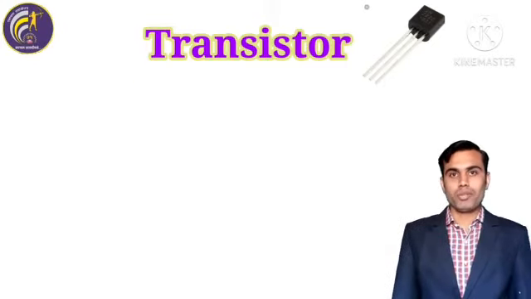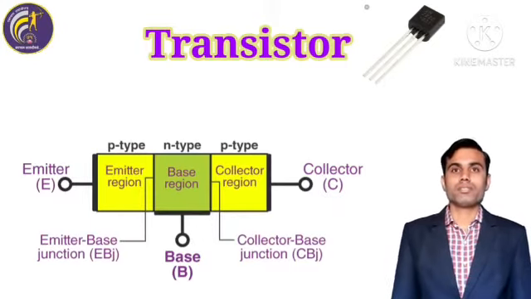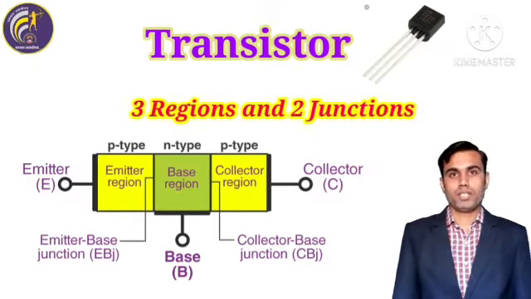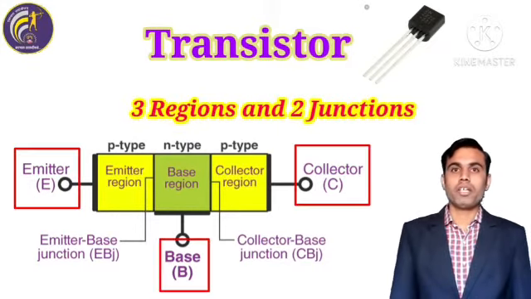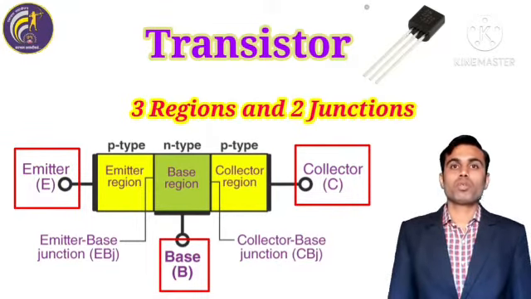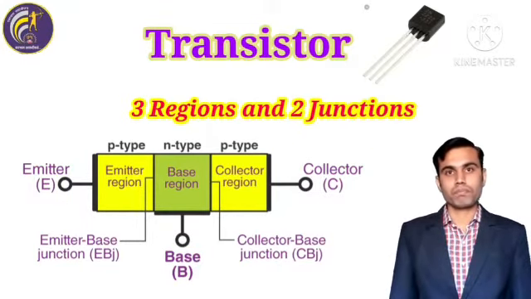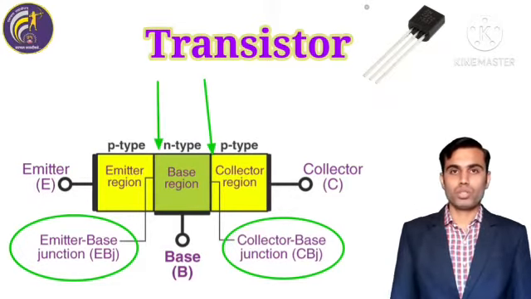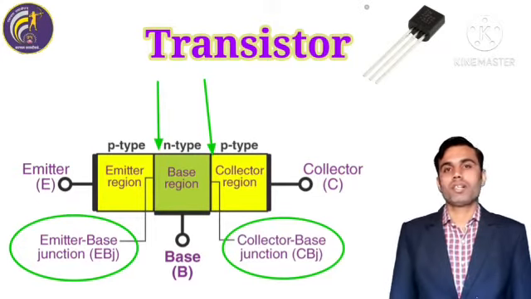A transistor is an electronic device which contains three regions and two junctions. The three regions are the emitter, base and collector. The two junctions are the emitter base junction and the base collector junction. As we can see in the given diagram, these two junctions are shown in between the emitter, base and collector.